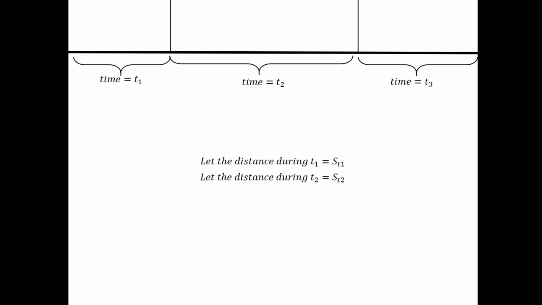So we can erase it and let the time during w acceleration be t1, and then the time with uniform velocity be t2, and the time during deceleration be t3. Let the distance during time t1 be s t1, the distance during time t2 be s t2, and the distance during time t3 be s t3. Now we can merge that all.